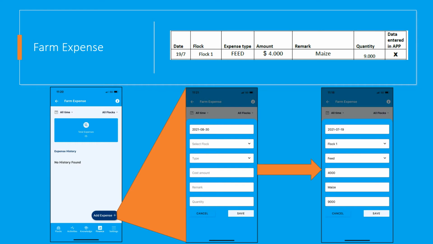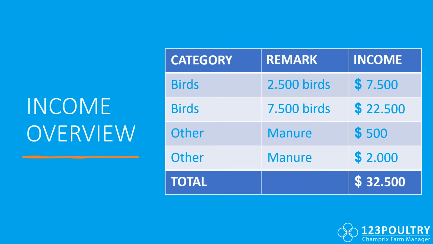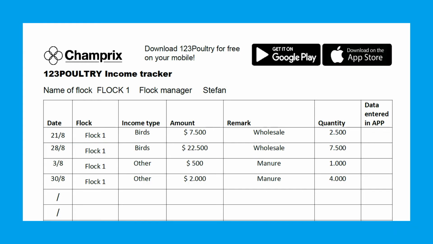Eventually it will look like this. So I entered the data, then click save, and then it will be stored into the system. We will do the same for the income overview. Once again, it's from the previous video, and it will look like this when you download the income tracker on the 123POULTRY website.